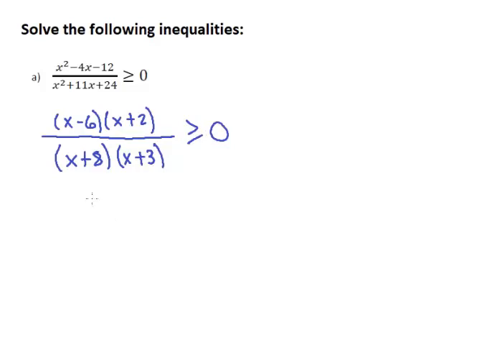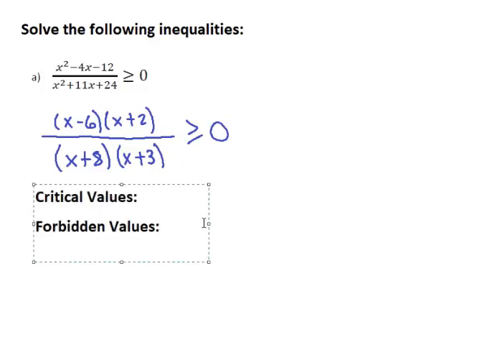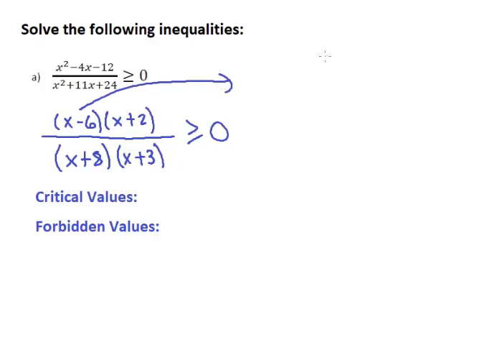Okay. We already factored. Now we need to find the critical values and the forbidden values. So let's see those values in particular. Critical values, we obtain them by equalizing every parenthesis to 0. So x minus 6 equals 0. I move this to the other side. And notice that I get the same number, only changing the sign.